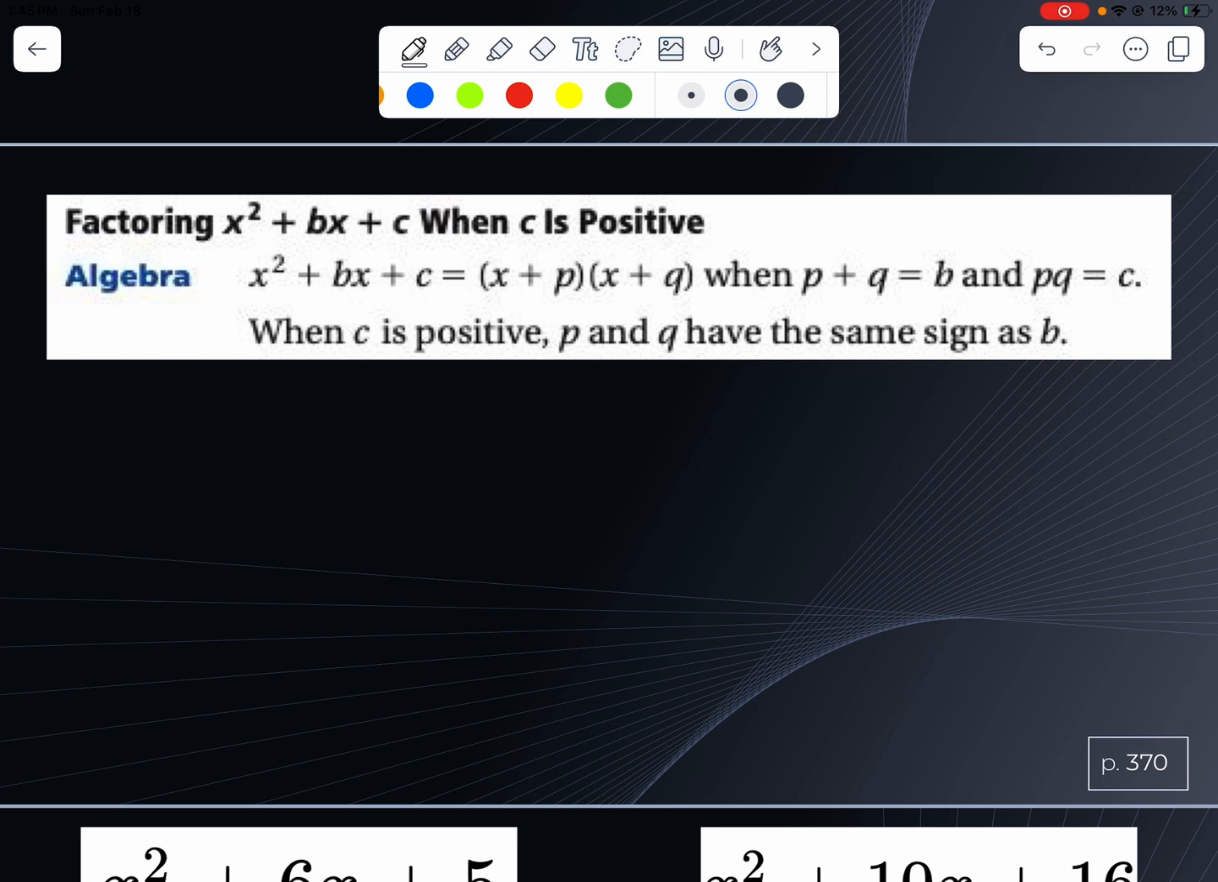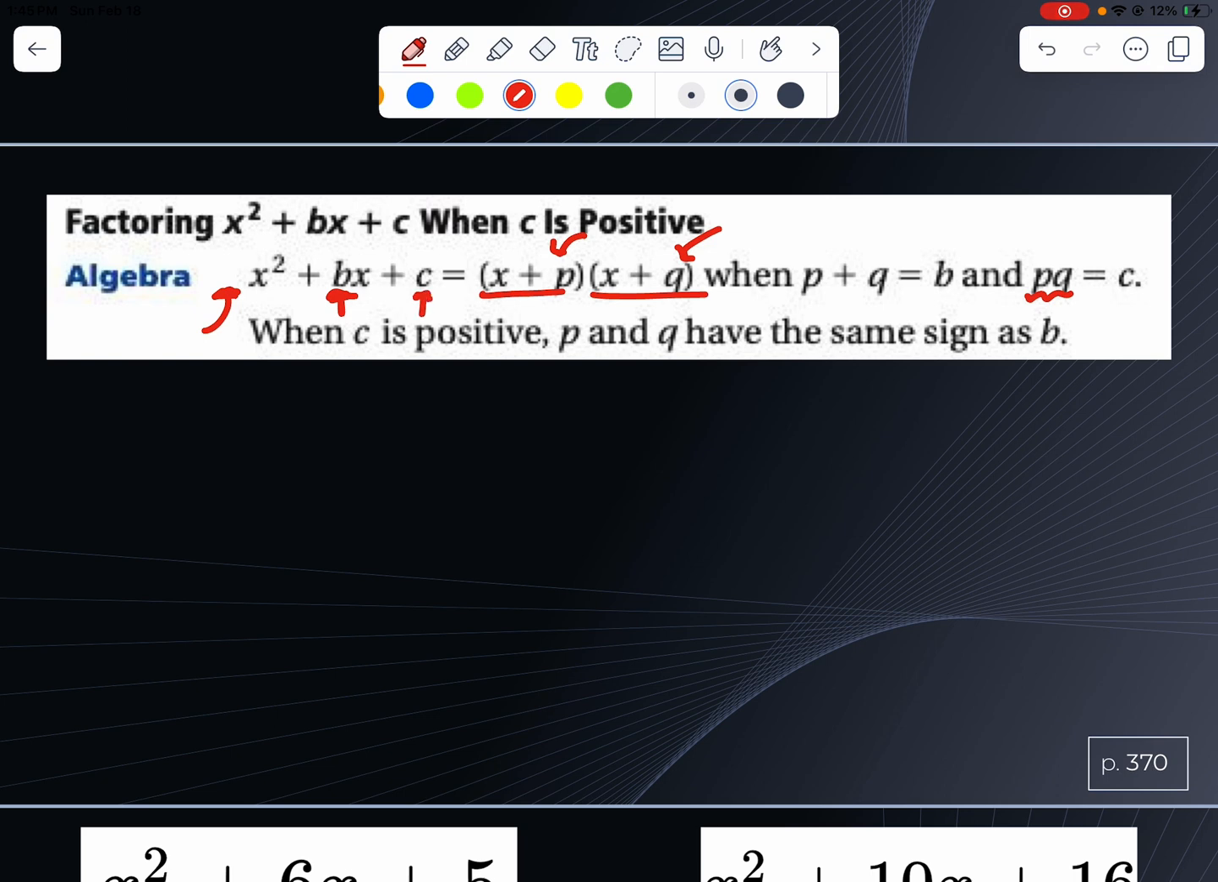Here's what the textbook says to do. If we have something in this form, x squared plus bx plus c, keep in mind there cannot be a number in front of x squared, and there won't be for your examples today. But if we want it in factored form, or if we want it to be unfoiled, then we have to find two numbers, one to go in for p and one to go in for q, and the two numbers have to add together to give us the b value, and they have to multiply to give us the c value.